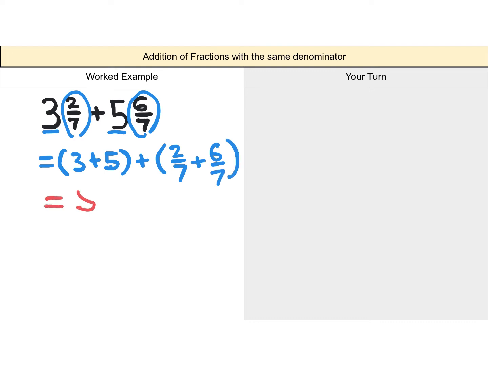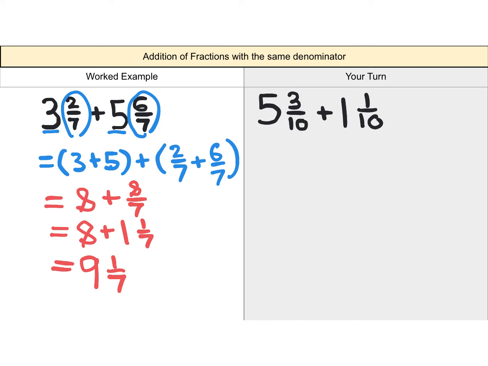3 plus 5 equals 8, and 2/7 plus 6/7 equals 8/7, but that's an improper fraction, so I'm going to change that to a mixed number, which is 1 and 1/7. And now I need to add the 8 and the 1 for a final answer of 9 and 1/7.